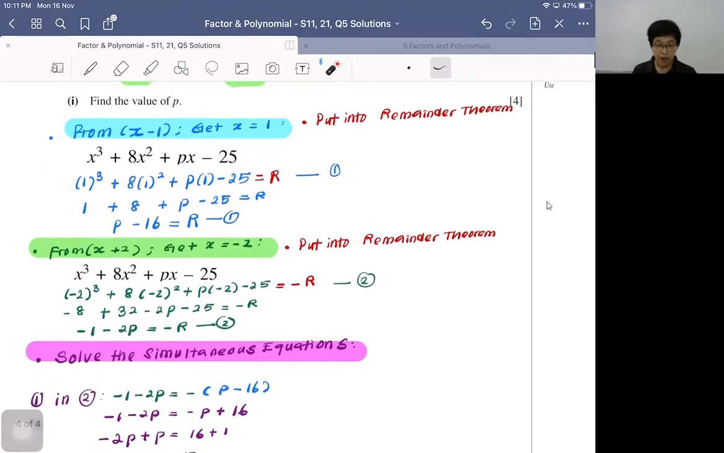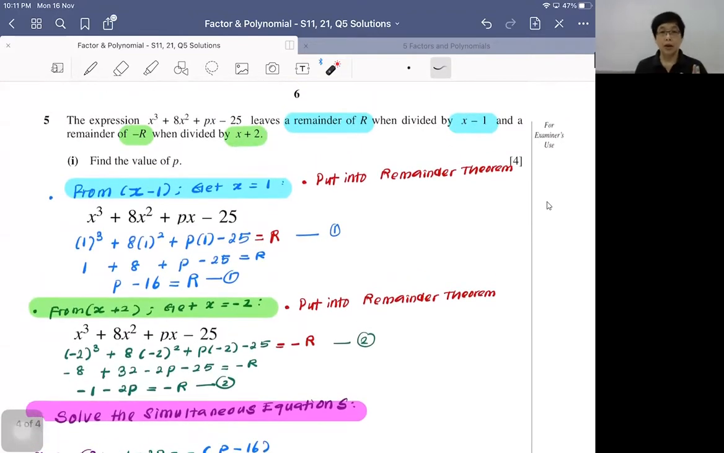And from the second statement, a remainder of negative r when divided by x plus 2. It's the same approach. From the divisor x plus 2, we draw out the x value. Remember, flip the sign. If x plus 2, then you draw out the x as minus 2. Again, because a remainder was mentioned to us, we're going to use the remainder theorem also.